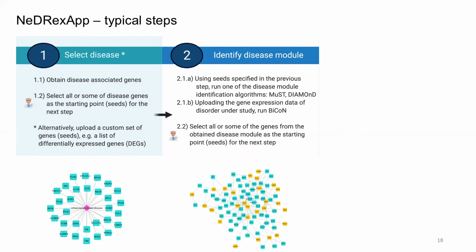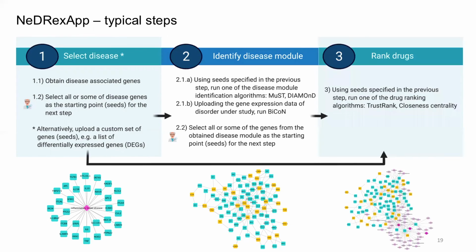In the next step, disease modules are derived using the seeds selected in step 1 by employing the MuST or DIAMOnD algorithms. Alternatively, the BiCoN algorithm can be employed to return disease modules. In this case, step 1 is skipped and gene expression data should be used as the input for this step. In the last step, drugs with targets in or in the vicinity of identified disease modules from previous steps are ranked. This last step can also be performed directly after step 1. As mentioned earlier, expert knowledge can be used to supplement the input to step 2 and step 3.